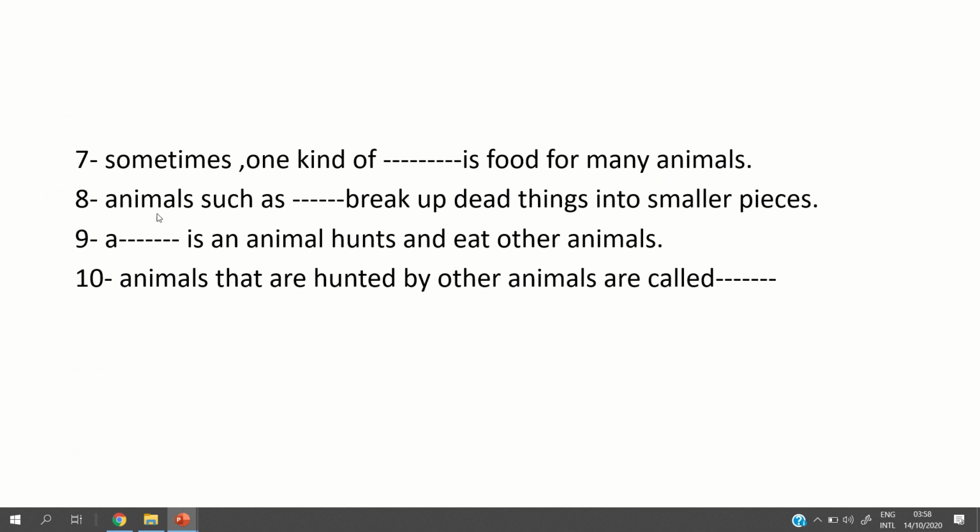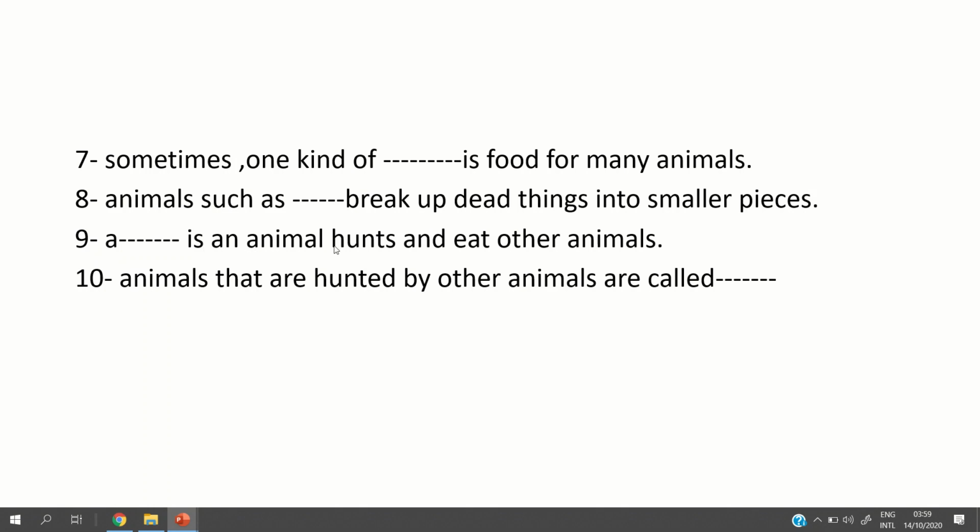Okay, number 8. Animals such as blank break up dead things into smaller pieces. Which one can break up the dead things into smaller pieces? The worm. So animals such as worms can break up dead things into smaller pieces. Super good, too. Okay, number 9.